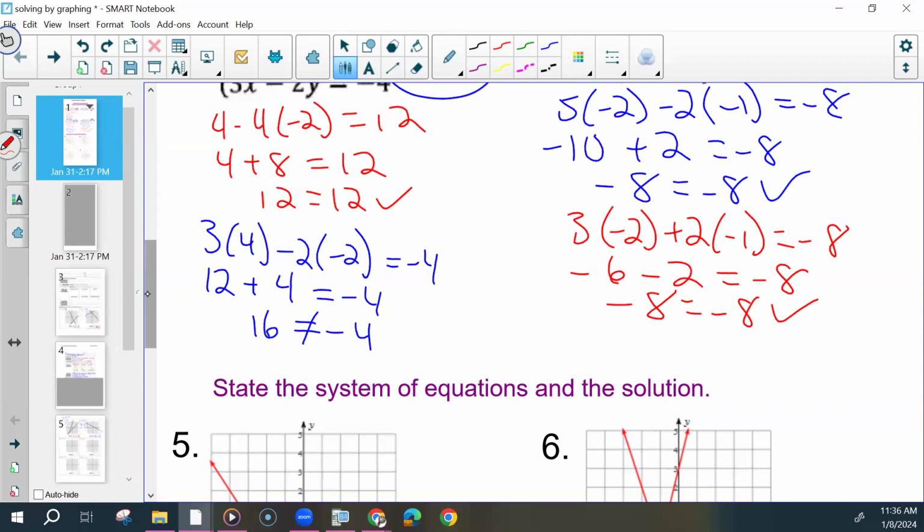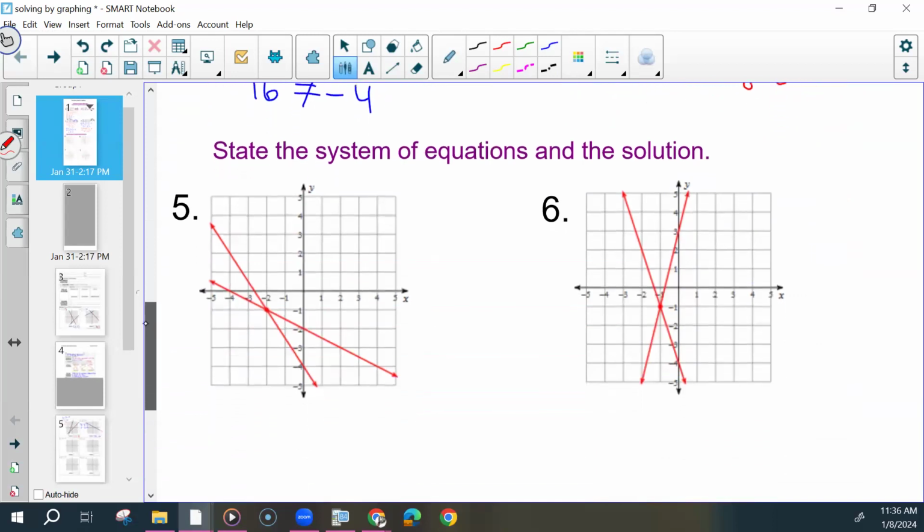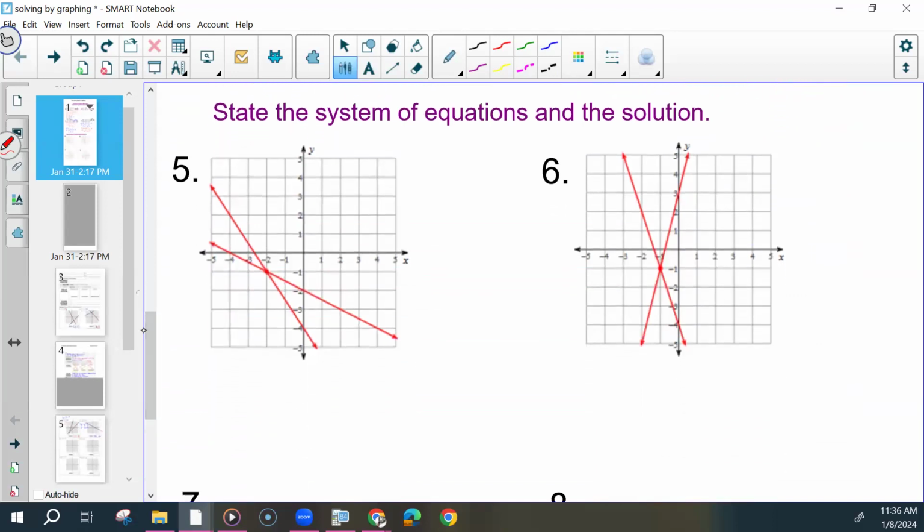On that same page, numbers 5 through 8, we're just gonna do one of these. For number 5, I want you to state the system of equations and the solution. The order doesn't matter. So let's say we were stating the solution first. What is that solution? -2, -1.